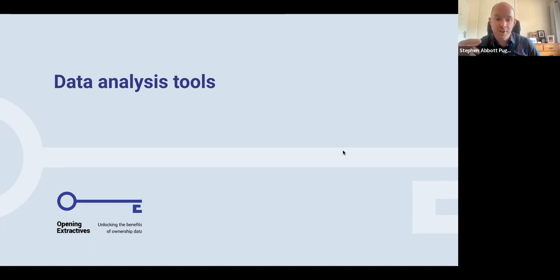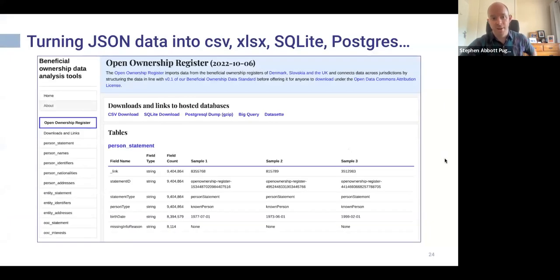So what I wanted to showcase and what we're going to talk about in the second half is tools that we've got to help people use that information to go off and work with it in tools that you might be more familiar with or that developers might prefer to use. So we call these the beneficial ownership data analysis tools.